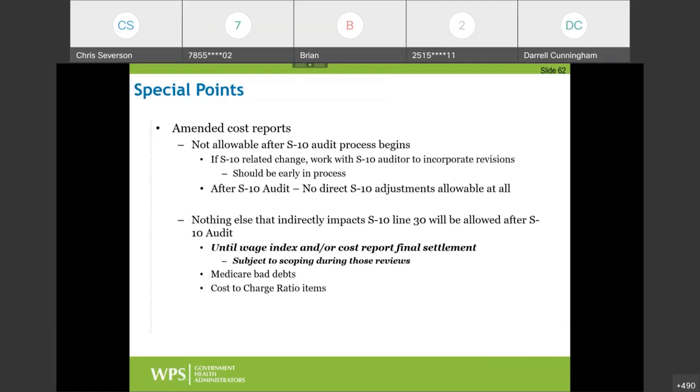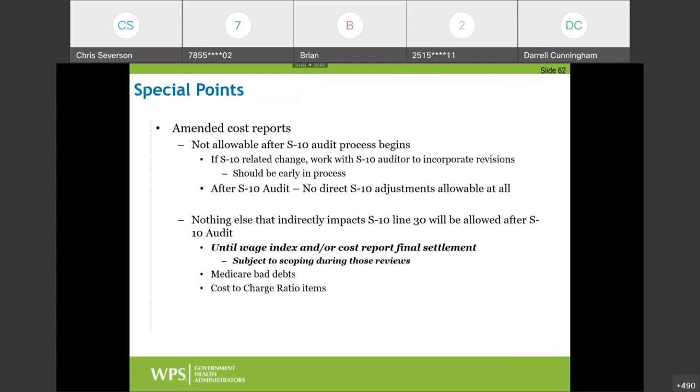So even if you're not updating line 26 or line 20, let's say you're just updating worksheet A8 adjustments or some stats on B-1 or some costs on A that we didn't audit during S-10, they still impact line 30 because they impact the cost and charge ratio on line 1. We are not allowed to accept the amended cost reports.